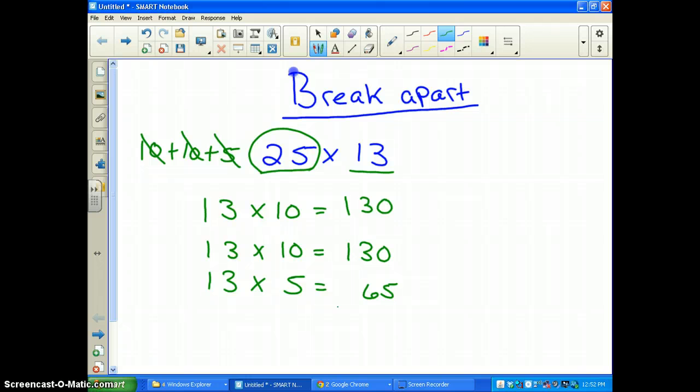From there, now that we've broken it apart, we bring it back together. All right? So when we add that up, 5 plus 0 plus 0 equals 5. 6 plus 3 plus 3 equals 12. 6, 9, 3 is 12. Carry that one. 1, 2, and 3 equals 325. So our answer is 325.